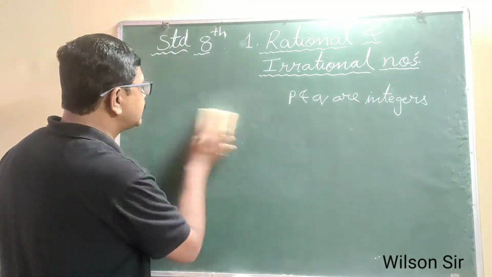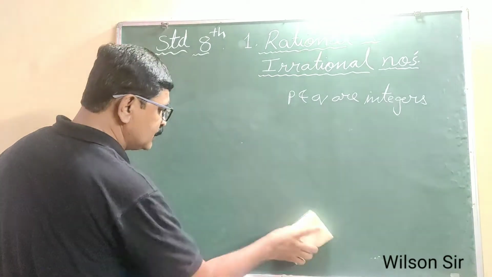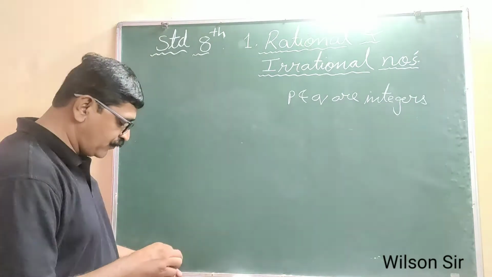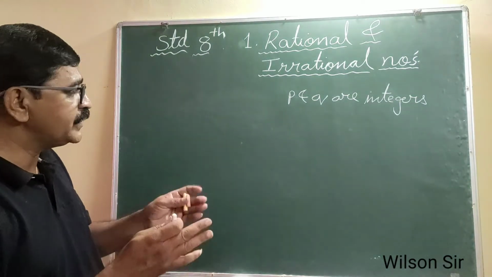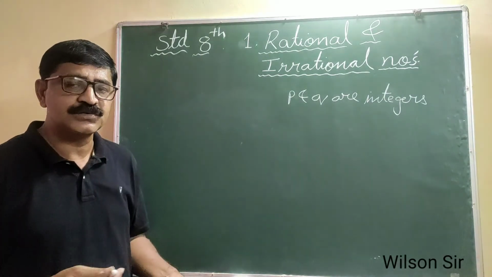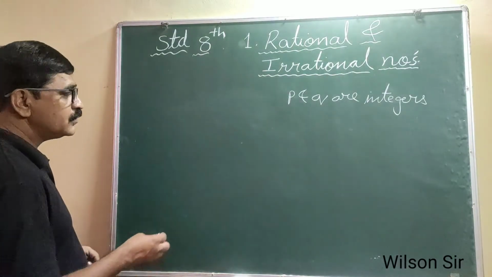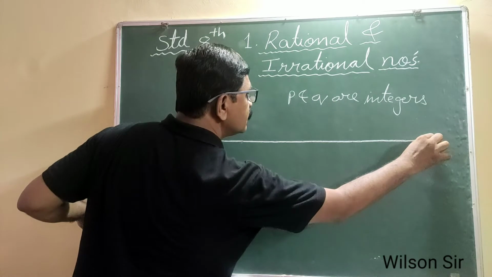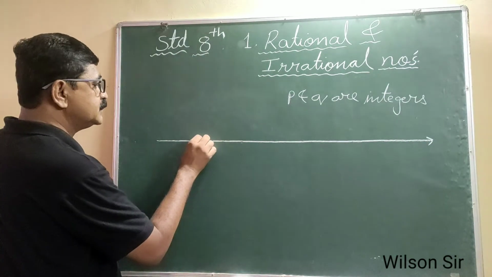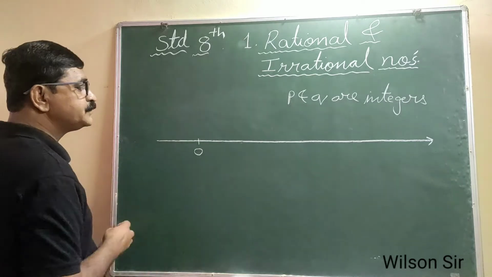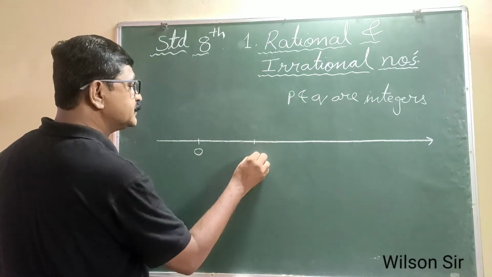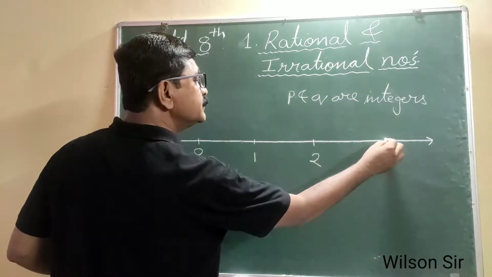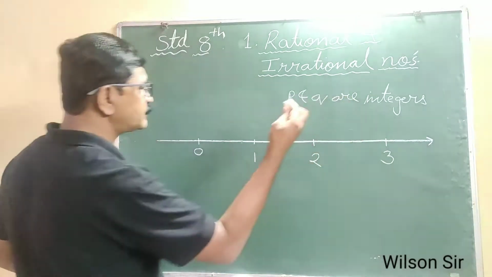we will solve some examples where we can understand much more deeply. Practice set 1.1. Before going to practice set 1.1, we have to clear the concepts. Most of the students don't know the concepts. For that I will draw a number line. Suppose this is 0, this is 1, this is 2, this is 3.